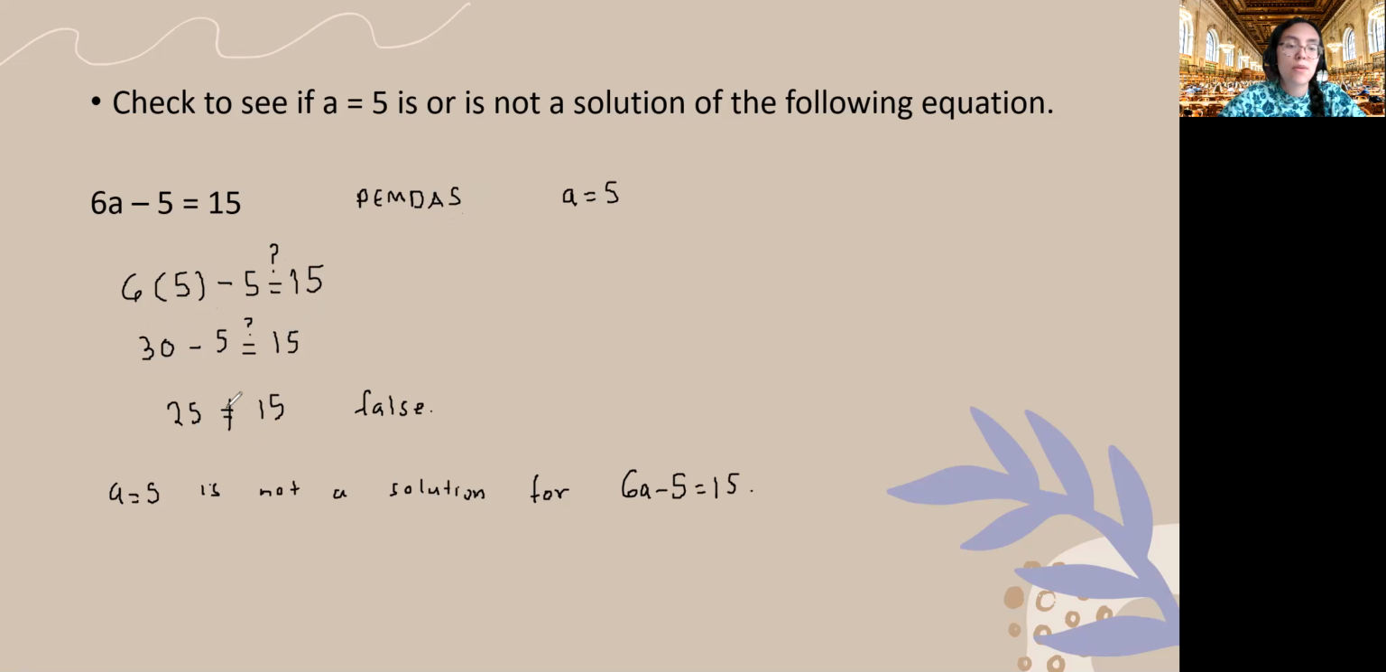And why did we write this slash through the equal sign? Because this is a false statement. 25 is not equal to 15. And why did we write a conclusion? We wrote a conclusion because we're checking to see if a is equal to 5 was a solution or not. So we are stating that it is not a solution for this given equation. Okay. So that's basically it. If you have any more questions, I'd be more than happy to answer them.